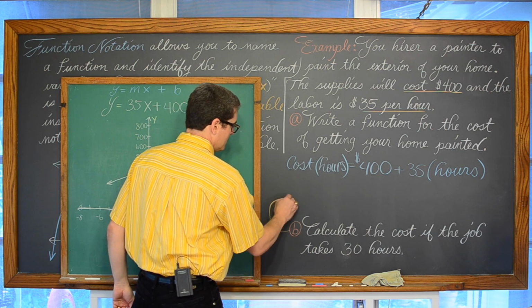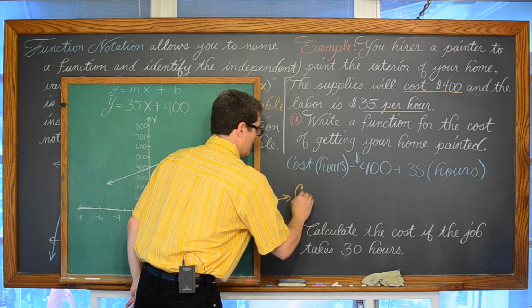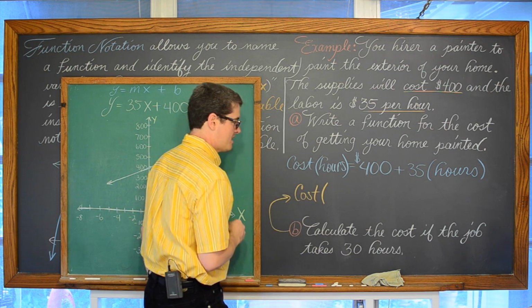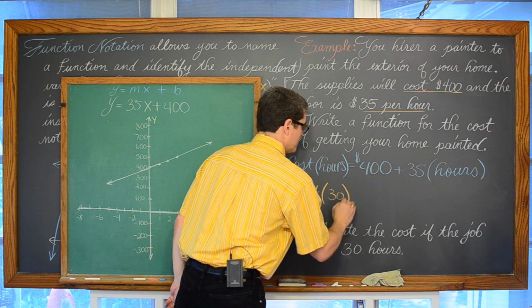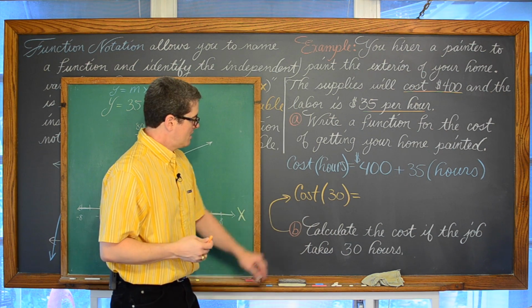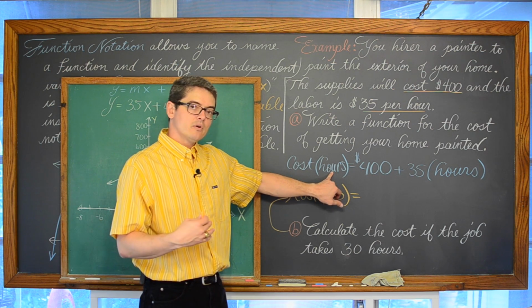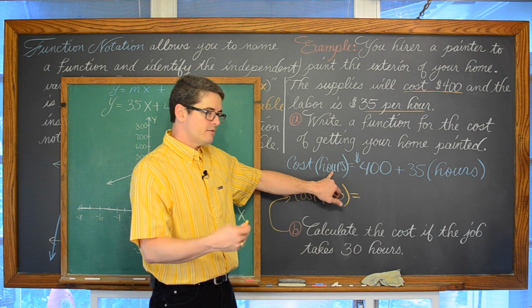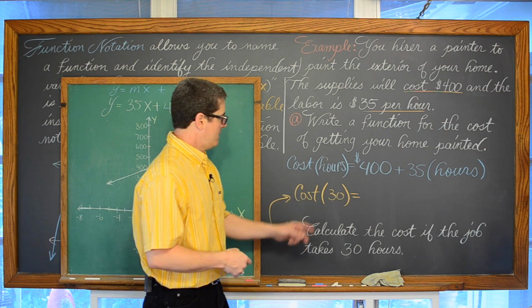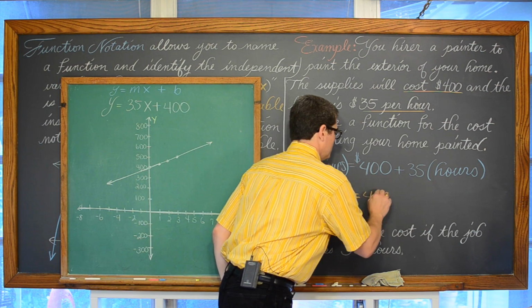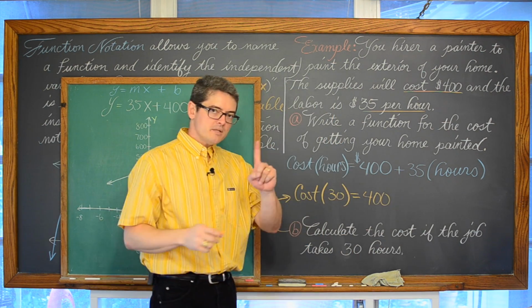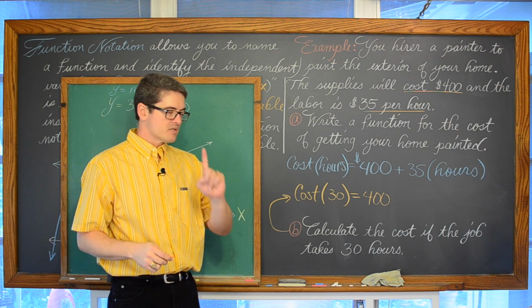Okay. Well, how much is going to be the cost if it takes 30 hours? Well, 30 is the hours. 30 is the number, the value, the independent variable, the input value. And again, that 400 is that one-time charge of the supplies.